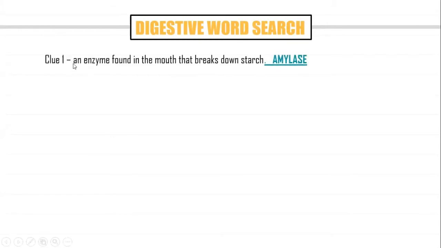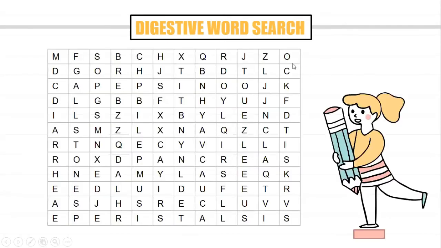So today I am going to discuss to you the digestive research of the digestive system. So for clue number 1, it is an enzyme found in the mouth that breaks down the starch. So the answer is the amylase, and the amylase can be found there.